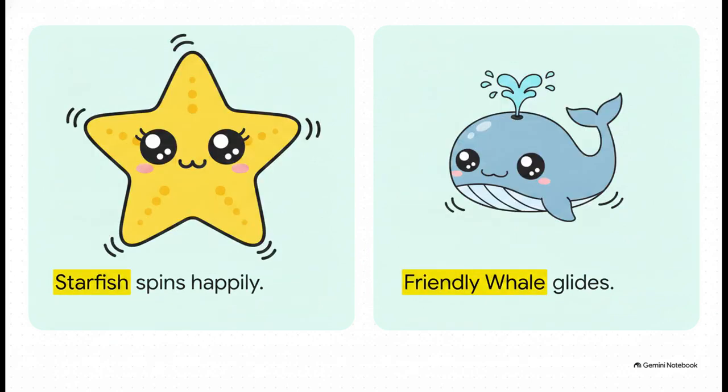We see this exact same mechanic play out as the cast grows. A starfish spinning happily gives us a fast, rotational movement, which perfectly contrasts with a friendly whale smoothly gliding by. Every single new friend that Baby Bubble meets brings a brand new, captivating physical movement.